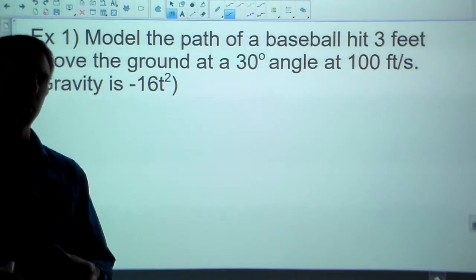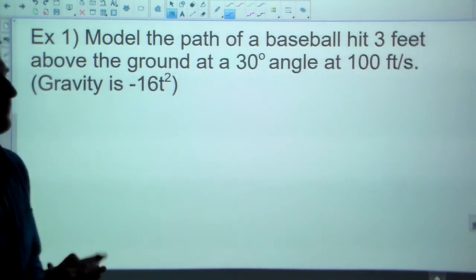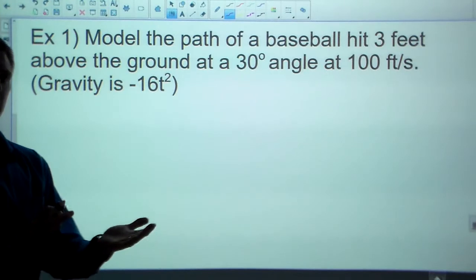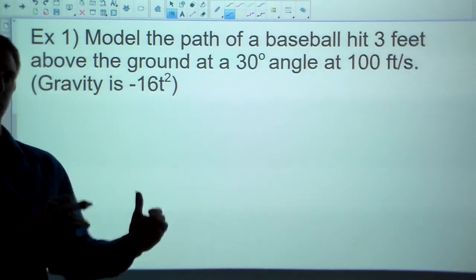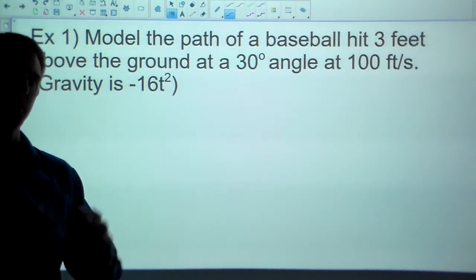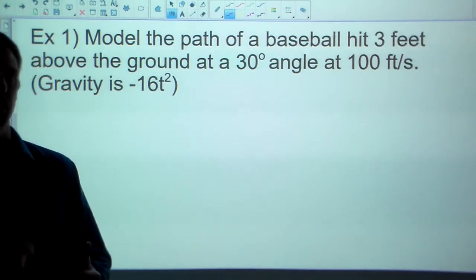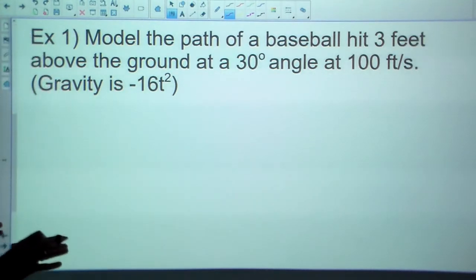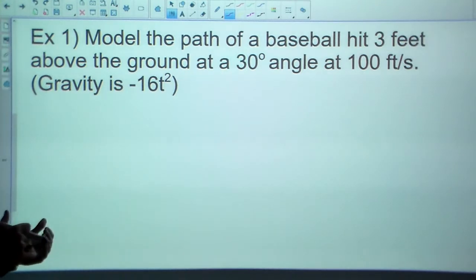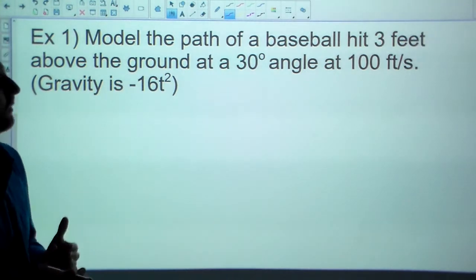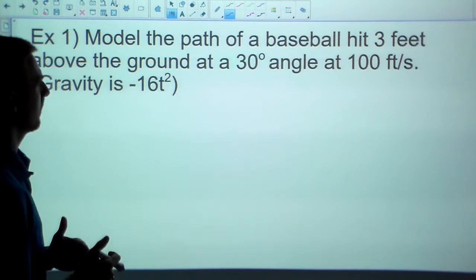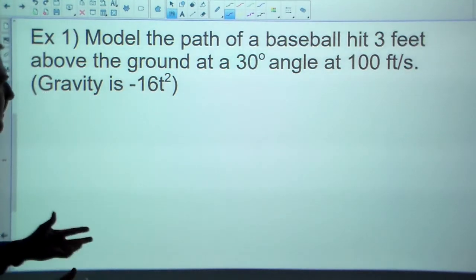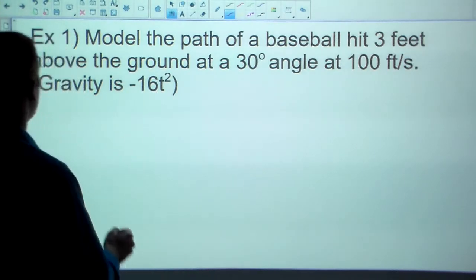All right, you did something similar to this already in chapter 6 with vectors, so this is kind of picking up where you left off. You did the velocities for this already, so this should look familiar. Now we're going to take it a little bit further and make parametric equations out of it so we can model this. We'll put it in a calculator to see what happens. So model the path of a baseball hit 3 feet above the ground, at a 30-degree angle, at 100 feet per second. And gravity is negative 16 t squared, just to make it simple.